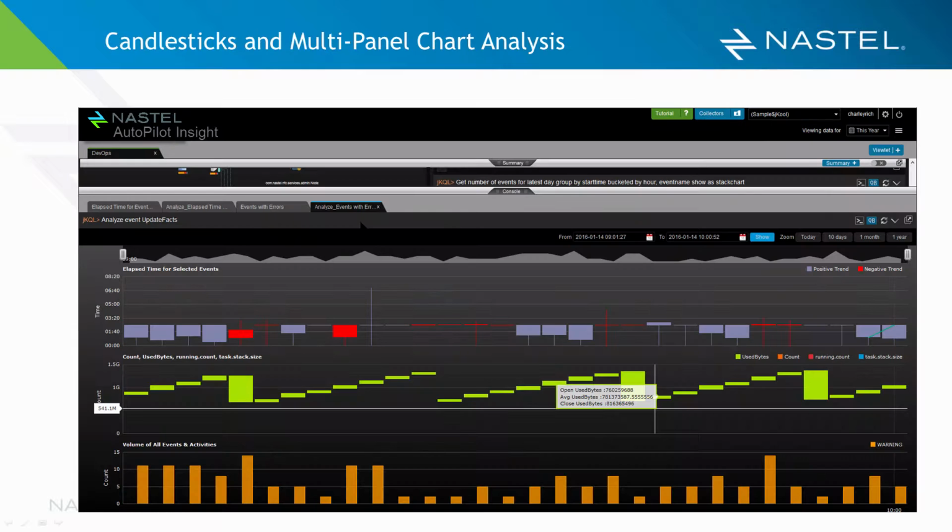It happens automatically. Another tool that we've borrowed from the stock market are multi-panel charts. So we've got 3 different analytics happening on the same time scale. So we've got our x-axis for time. On this panel up here, we're measuring elapsed time for events, and we're using something called candlesticks. These are a great way to see if things are getting better or getting worse. You can see positive trend or negative. At the same time intervals, we're measuring, in this example here, memory. We're looking at how much is being used, etc. And then finally, we're looking at the volume of all events.